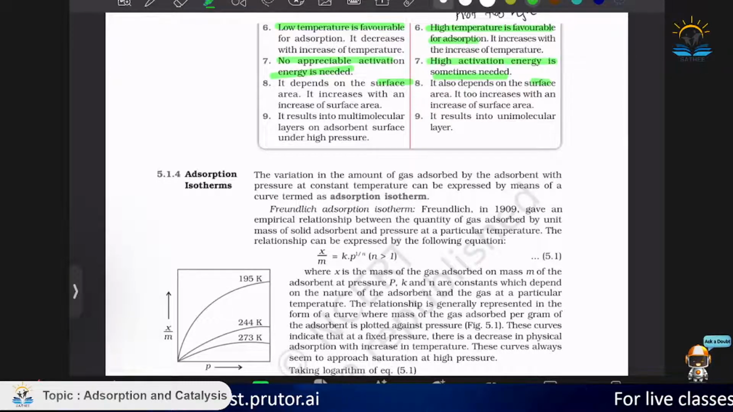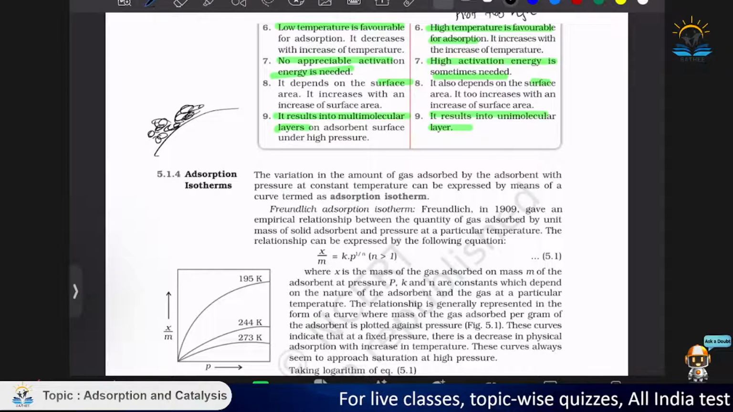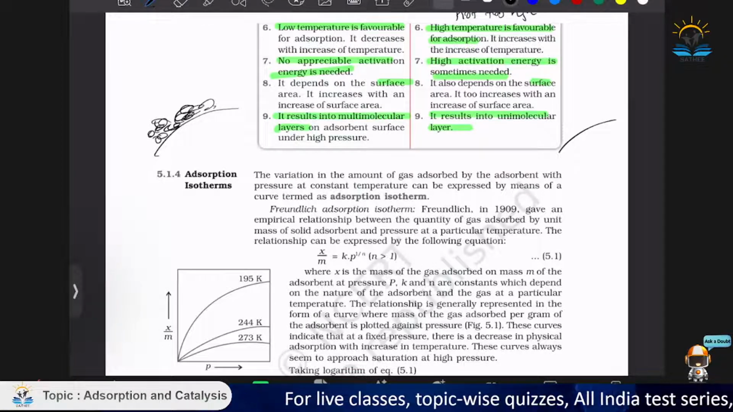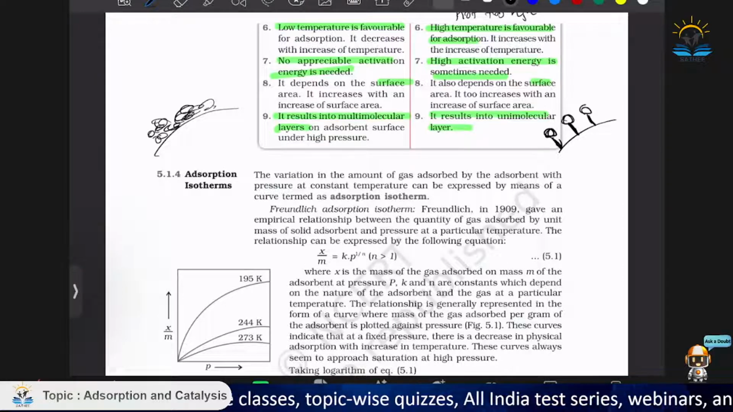Chemisorption, physisorption is a multimolecular layer. Chemisorption is unimolecular. We can essentially guess that in physisorption, attraction is there, no? So multimolecular layers will be formed. But in chemisorption, it is a chemical bond formation. So you can see there's just a unimolecular layer.